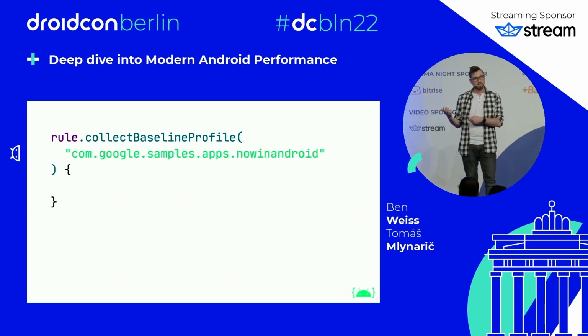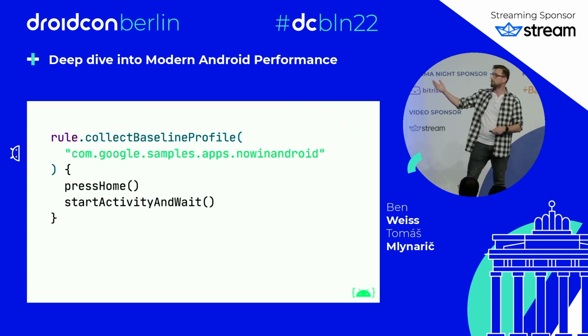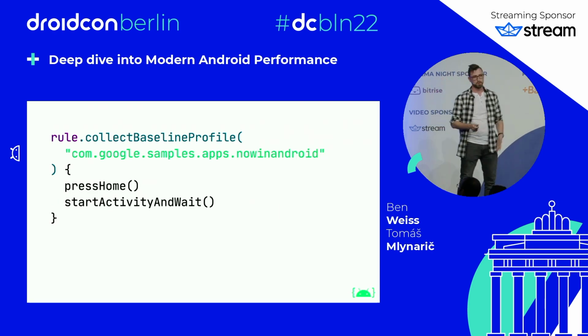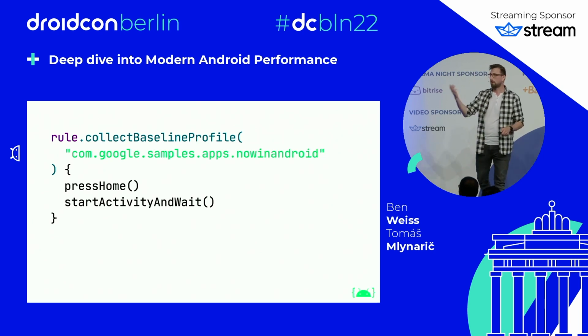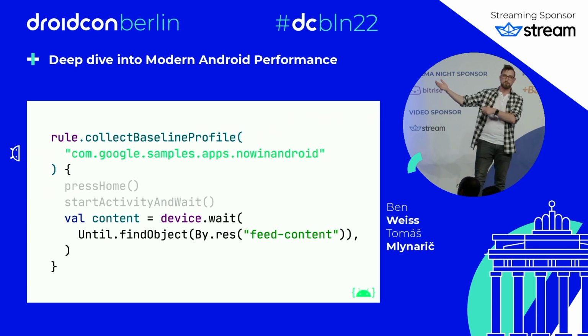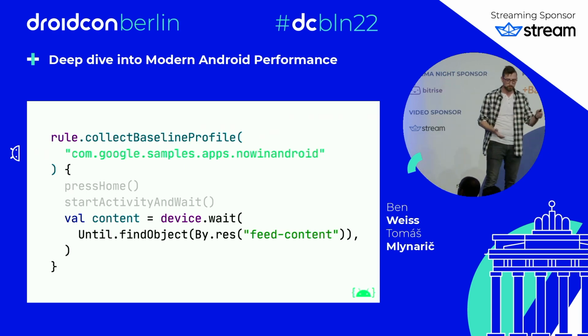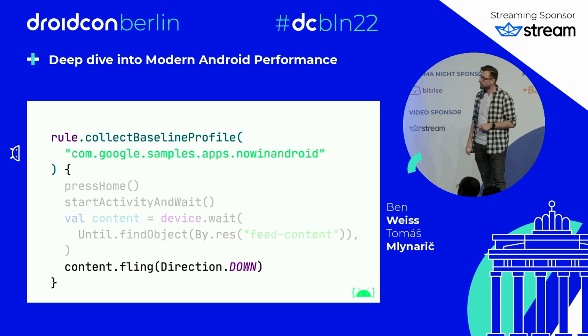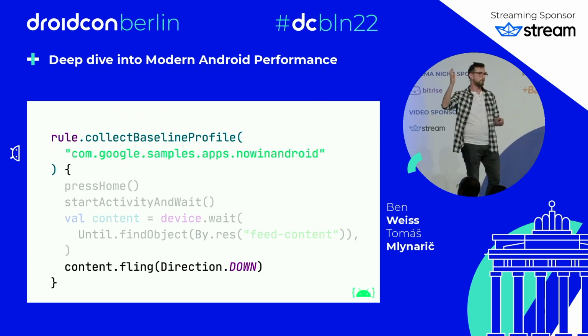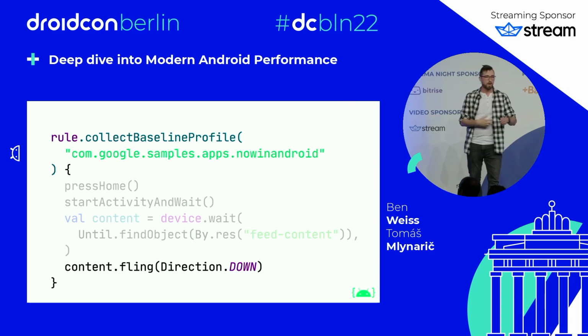Here we can write the same interactions as before. We write press home and start activity and wait, which will cover the app startup critical user journey. And then you should always cover other interactions, like the most critical user journeys in your application. In our case, we'll be waiting for the same content to show up on the screen, using device wait, find object. And then, as the screen is loaded, we can, for example, scroll the list of items, and that's it.